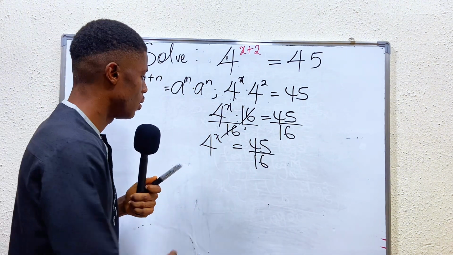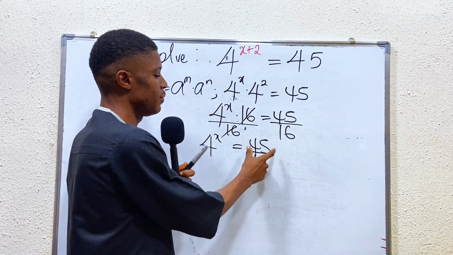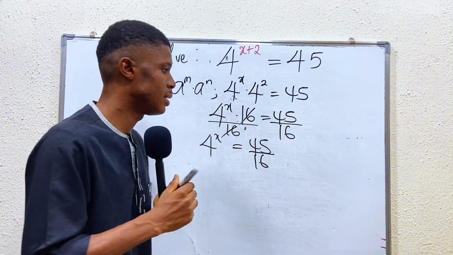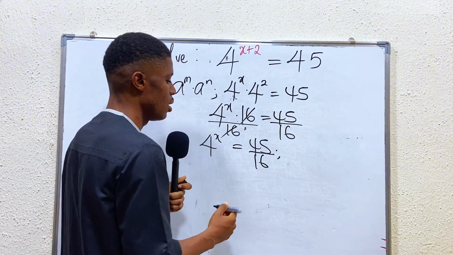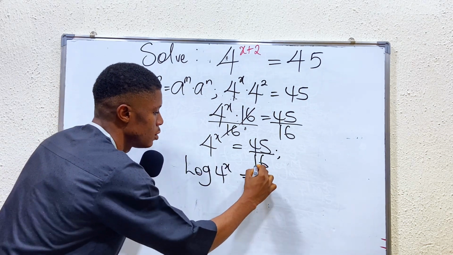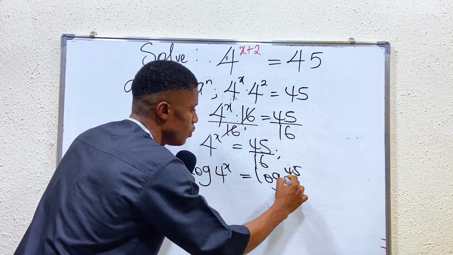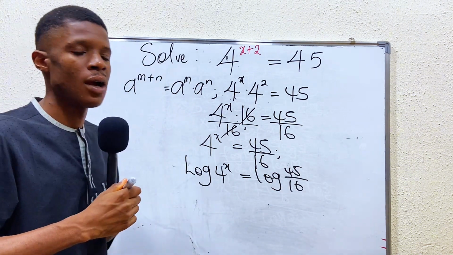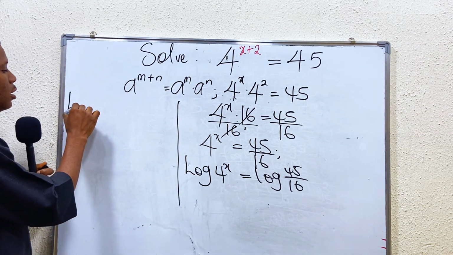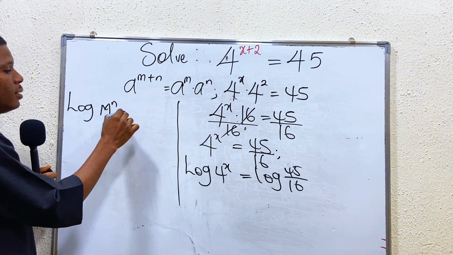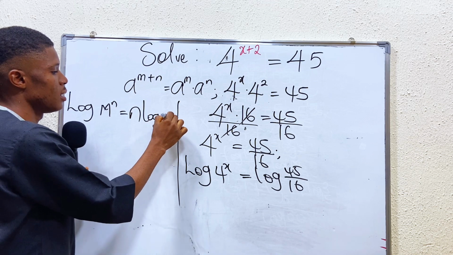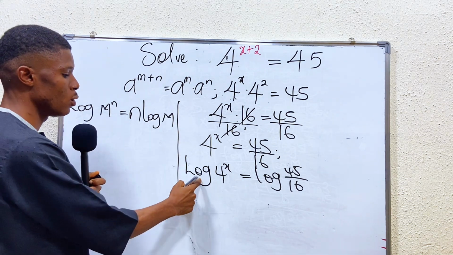If you look at this very well, we cannot express 4 power x and 45 over 16 in a common base. So we have to take the logarithm of both sides. If you take the logarithm of both sides, you have log of 4 power x is equal to log of 45 over 16. Remember the law of logarithm, which states that when you have log of m raised to power n, that is the same thing as the power n multiplying the log of m. If you agree with me, we are going to do it here.